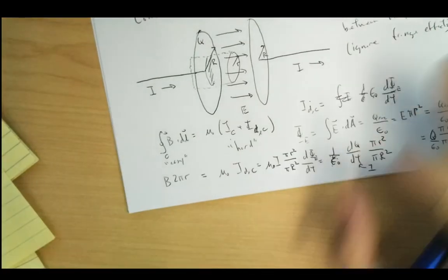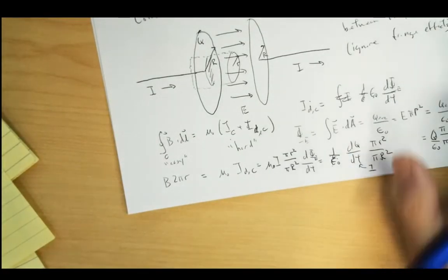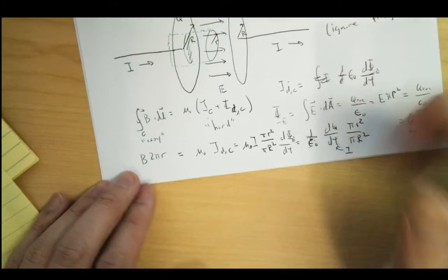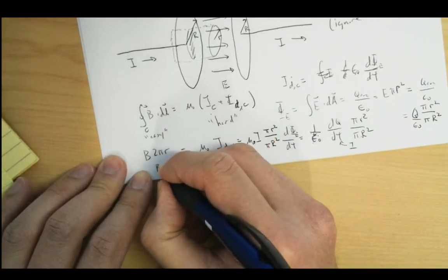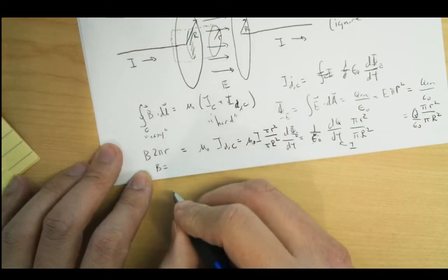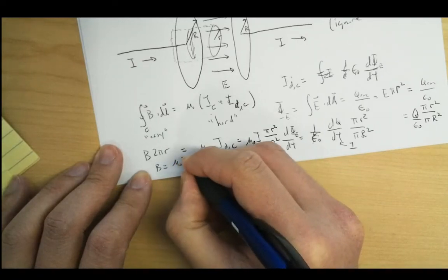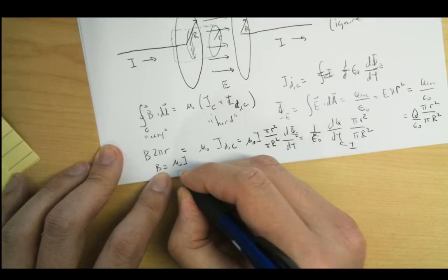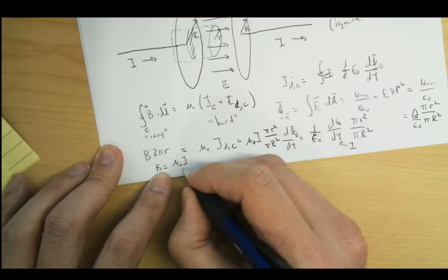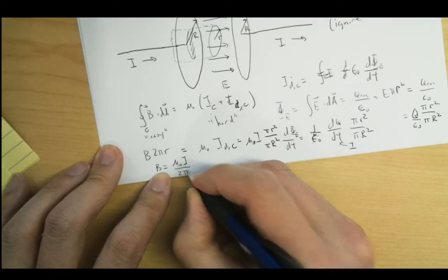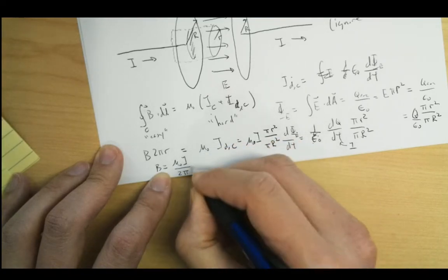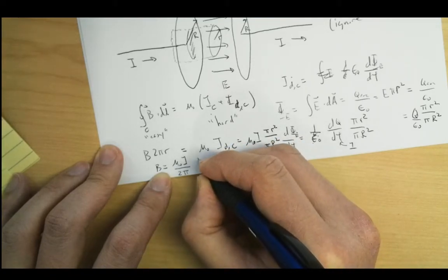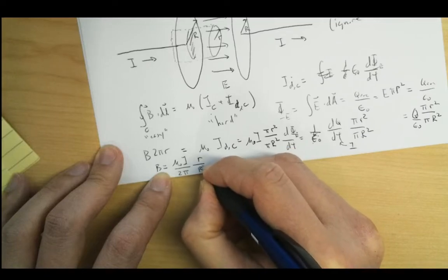And then basically the problem is essentially done. I hate to write it too small, but we're going to do something like this: B is equal to mu 0 I over, let me just make sure this is right, over 2 pi, times r over capital R squared.